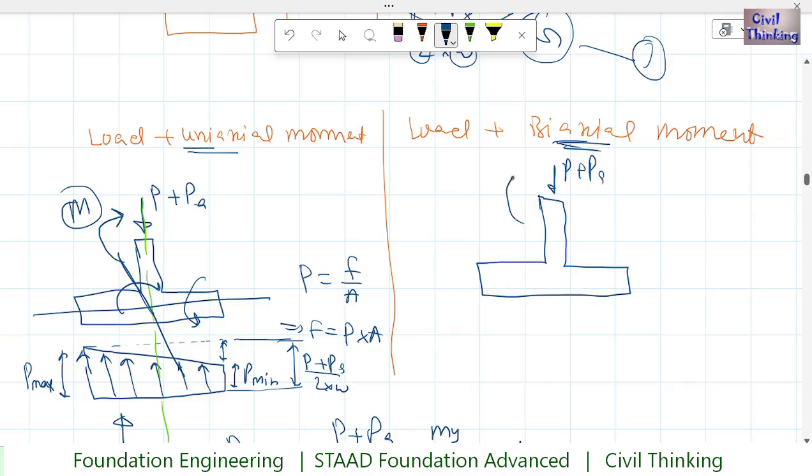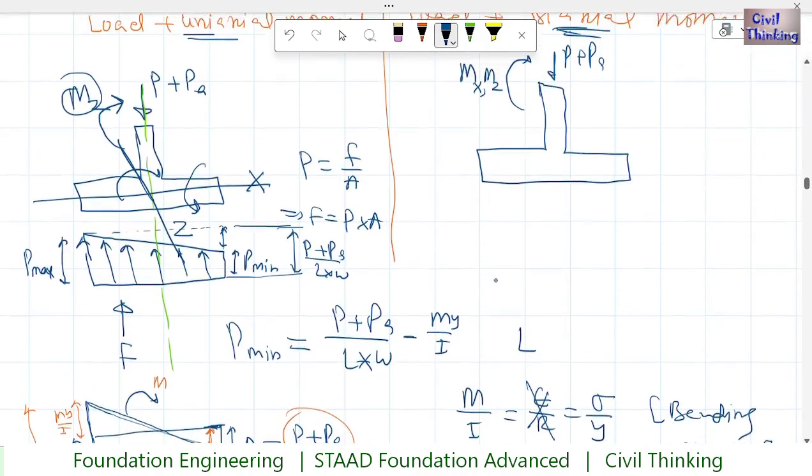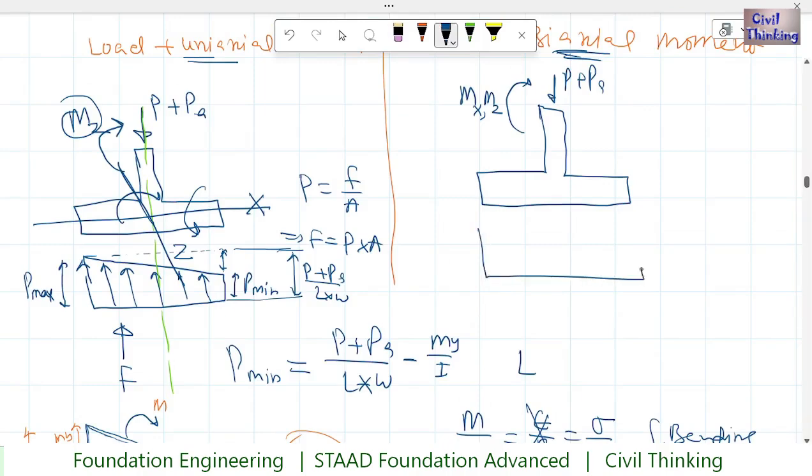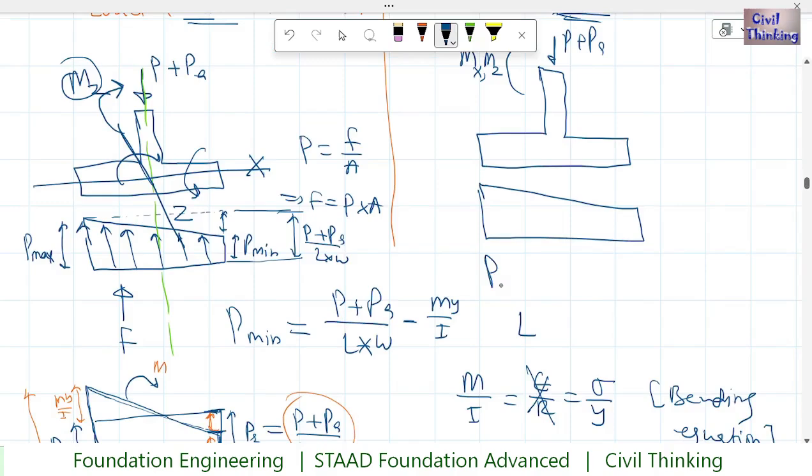P plus PA. Okay, we can have, for example, let us say this is the x axis and this is the z axis. So this was only about one axis. For example, this was about the z axis, so we only had mz, but we also have the x axis here, so we have mx and mz. So here we are going to have the value of P max: P plus PA divided by LW plus MZ YZ divided by IZ plus MX YX divided by IX.